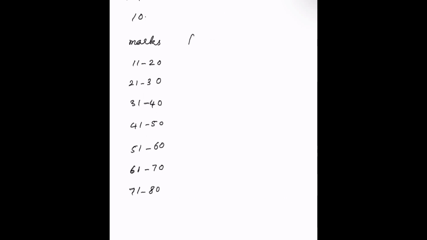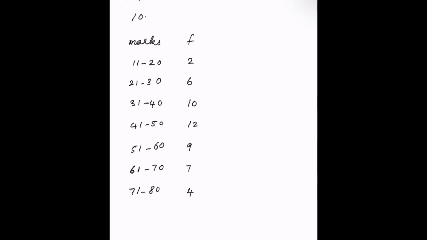Now frequency, or they have given number of students. Number of students is nothing but frequency. It's 2, 6, 10, 12, 9, 7, 4. Okay, this is given to you. When you look at it, marks are not continuous. That's discontinuous group. But here it doesn't matter whether it is continuous or discontinuous, it's okay.